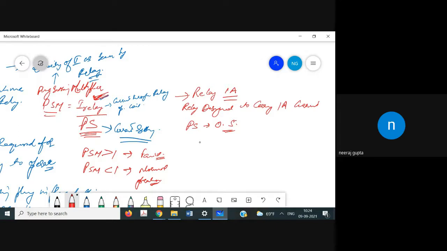That is 50%. Now let us assume that a certain fault occurs and the relay current is 5 ampere. In that case, the PSM is equal to the actual relay current, 5 ampere, divided by the plug setting that we have used, that is 0.5, which is equal to 10.